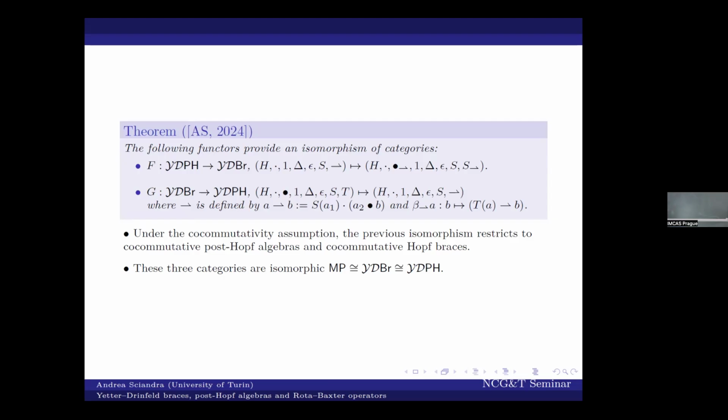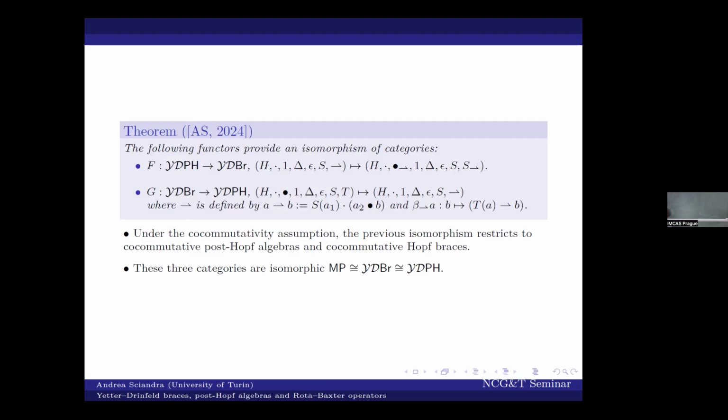And this forms a Drinfeld post-Hopf. In fact, you can define the beta using the antipode and the harpoon. So when you have a Drinfeld post-Hopf, you define the subjacent Hopf algebra, and this gives you a Drinfeld brace. If you start with the Drinfeld brace, you just keep the dot structure, and you define a harpoon in this way. You can prove that alpha has a convolution inverse given by this beta, and so this is a Drinfeld post-Hopf algebra. And in fact, this is, again, an isomorphism of categories that under cocommutativity reduces to an isomorphism between cocommutative post-Hopf algebras and cocommutative Hopf braces.